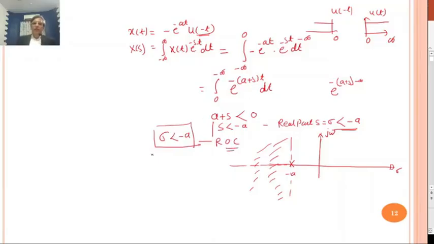Then solve this to find out the Laplace transform x of s equal to 0 to minus infinity e raised to minus a plus s t dt. Take this integration and substitute the limit. After solving this we are getting 1 upon s plus a.